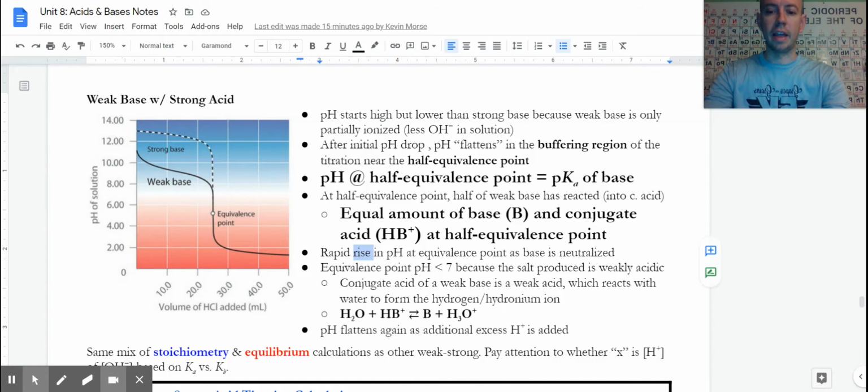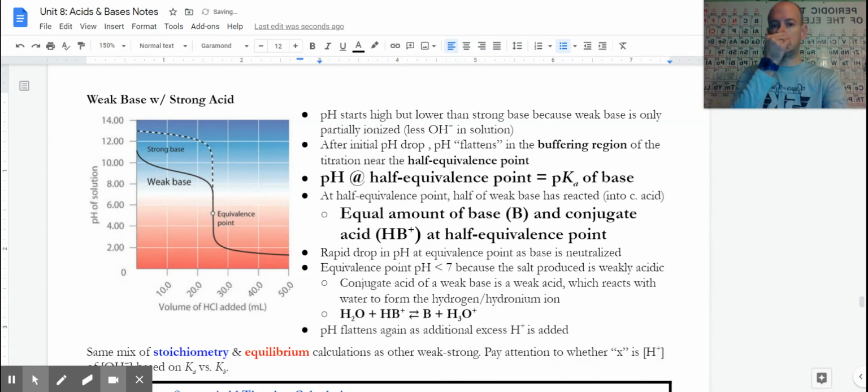Here it says rise, and I'm going to change that as we work to drop. So big drop in pH, it's another steep one. We have an inflection point once again as we become neutralized. The equivalence point is below 7 because, as we just said, we are making a conjugate acid. Anything past here, we have more conjugate acid than weak base. And at the equivalence point, we don't have any base left. It has all turned into our conjugate acid.